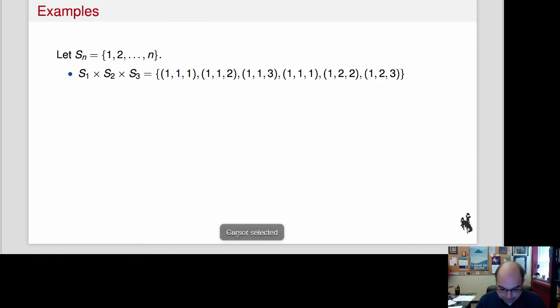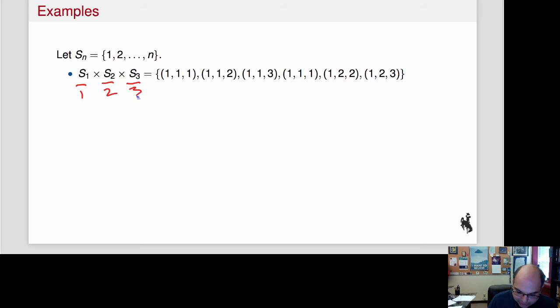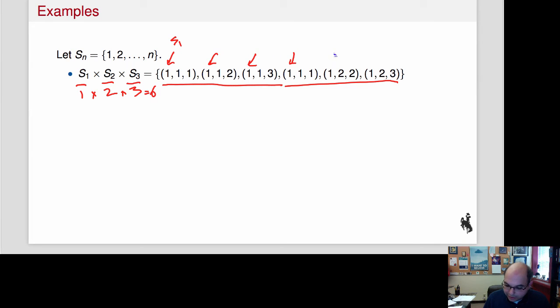And quick examples. Suppose that S sub n is just the set of the first n positive integers. So S1 has one element, this has two elements, that has three. And so again, what I'm doing is enumerating S1. It's always just 1, because S1 only has one element, okay? And then we enumerate S2.